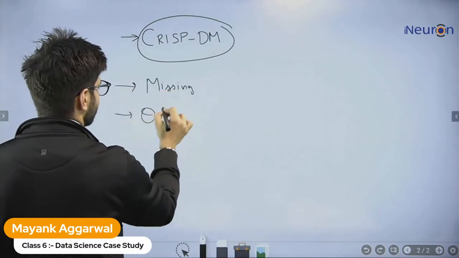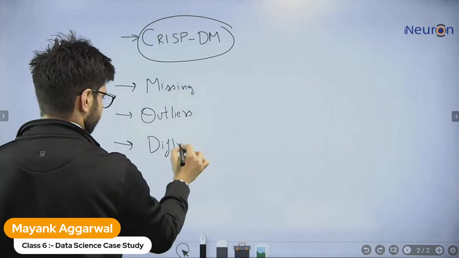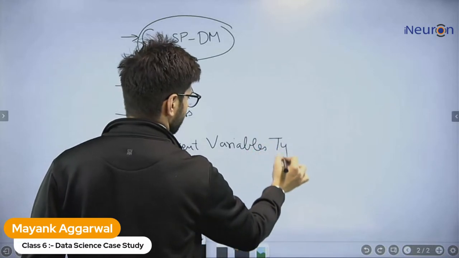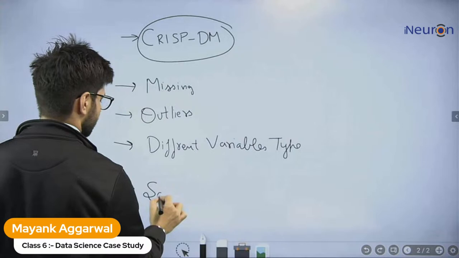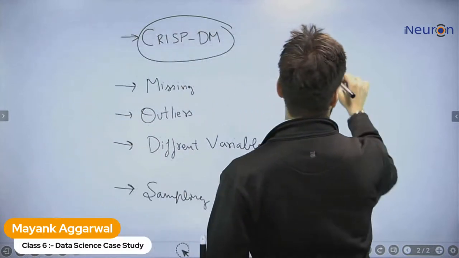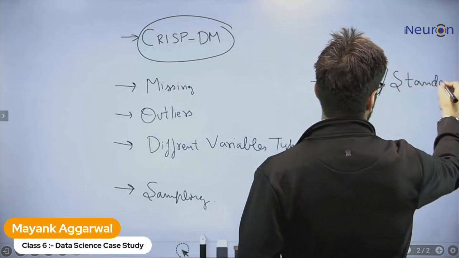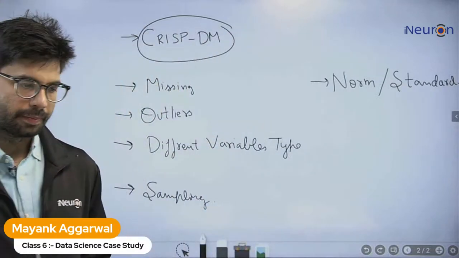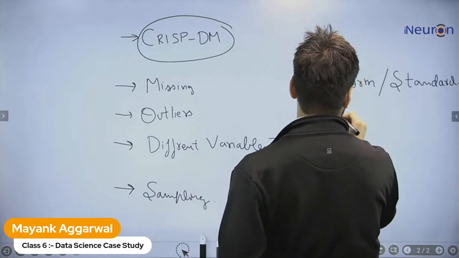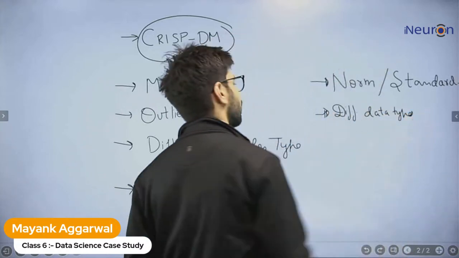Then how we have to handle outliers. Then how we can handle different kinds of variables, different variable types. We also saw the different sampling techniques that are there. Along with that, we also saw normalization and standardization to get your data ready. What else did we discuss apart from this? And then all the different kinds of data types and how to handle them. Okay, so I hope each and every one of you has a basic idea of what we have covered.